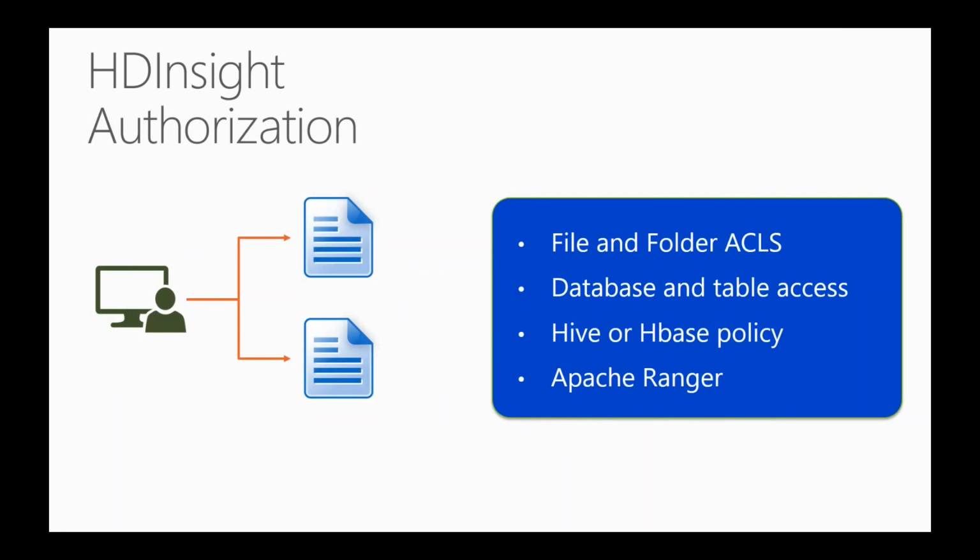So one last thing I wanted to talk about is HDInsight authorization. This is where Apache Ranger comes in on HDInsight. It also encompasses file and folder ACLs, and how you're going to access databases and tables. You can set up Hive or HBase policies within Apache Ranger, so you can lock down access at a per table level or what have you, so that you can control at a more granular level. You can control people's access just like you do in things like SQL database and that type of thing.